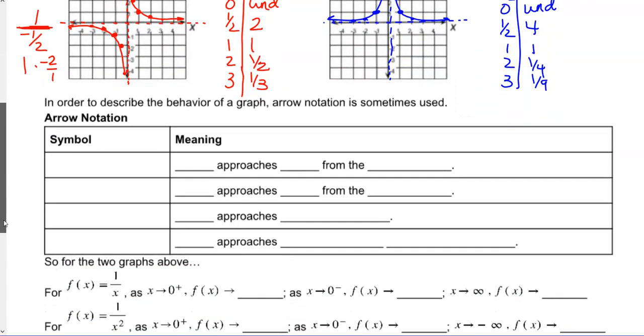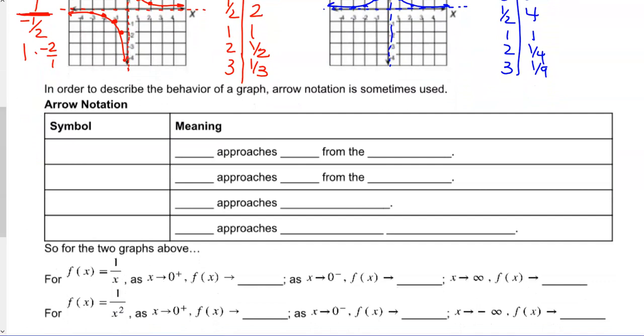And that leads us into our next idea, where we're going to get some notation about what happens on these functions whenever we are approaching a number from a certain direction, whether we're approaching positive or negative infinity, etc. A lot of times you will use this type of notation in calculus when you're talking about limits. So I have this, and this means x goes to some number a from the right. So x approaches a from the right is the way I could read that.